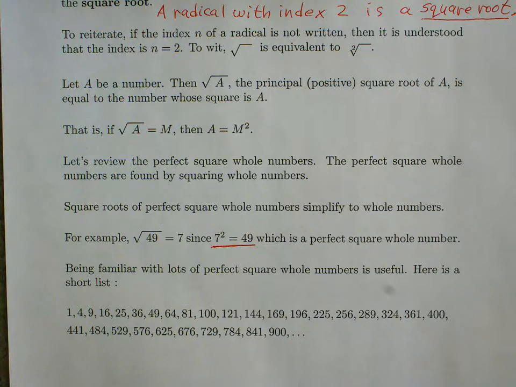So 30 is not a very big number, and 30 to the second power equals 900. So perfect squares smaller than 900 will have square roots that are between 1 and 30. So they won't be too hard to find, even if you don't memorize them.